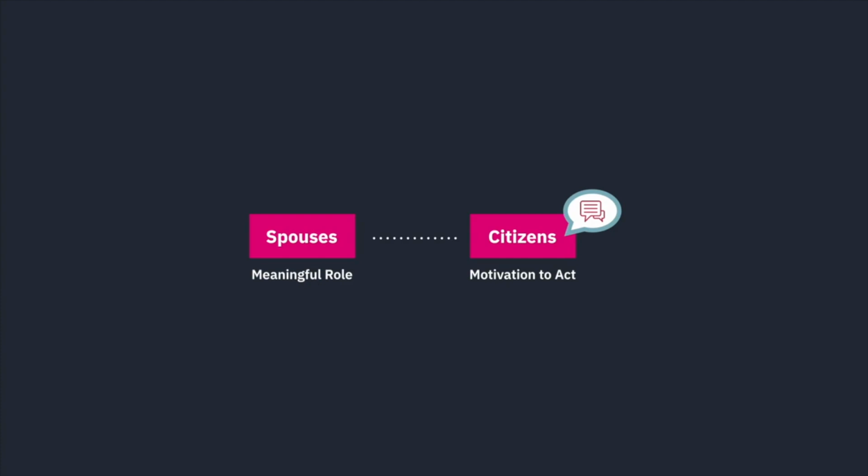So my goals became twofold. How do we give individual dependent spouses the power to feel like they can change their future? And then how do we give citizens the motivation to act and move them to action? And more so, how do we connect the two? That's where Dear Citizens comes in.